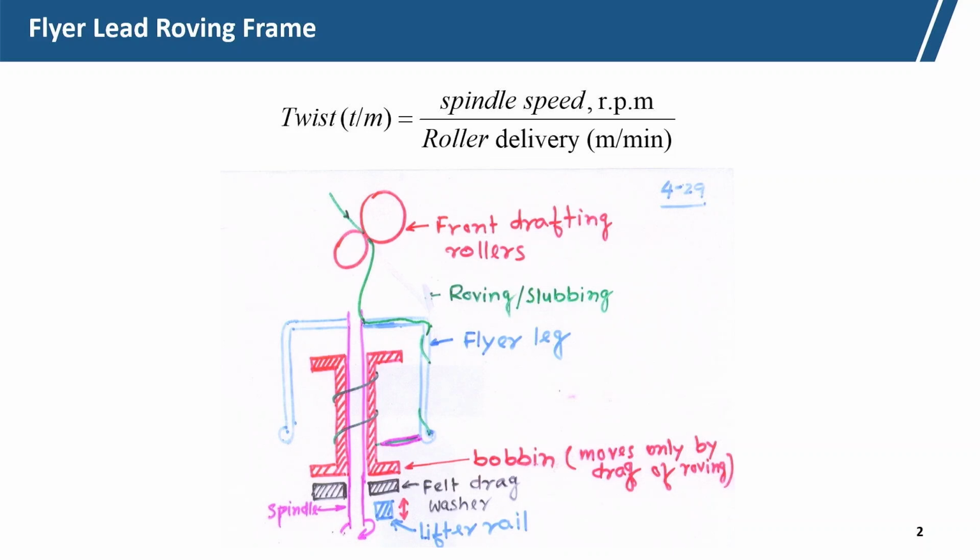Now the system here is that this one is the front roller of the drafting system, the front drafting roller, and here is a roving, and it goes through the flare leg and up to the bobbin. Here the bobbin is shown in red color.